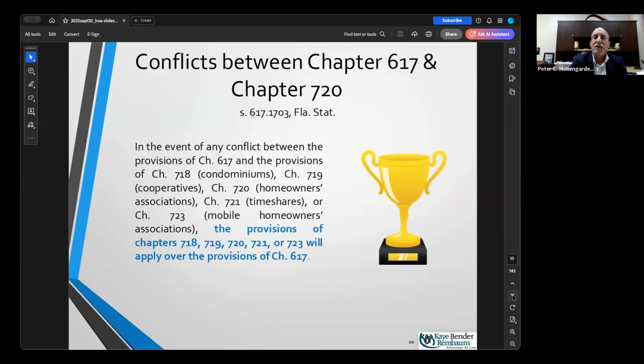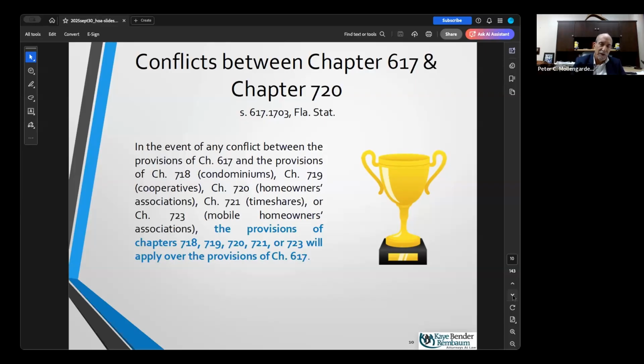Now, the other statute, kind of forgotten sometimes, but it's still important, that governs or affects your association is Chapter 617, because almost every HOA, I think almost everyone I've ever seen anyway, is incorporated under the Florida Corporation Not-for-Profit Act, which is Chapter 617.